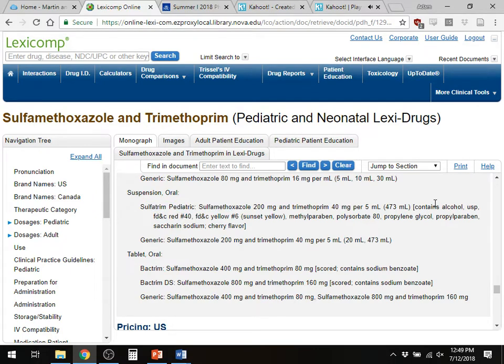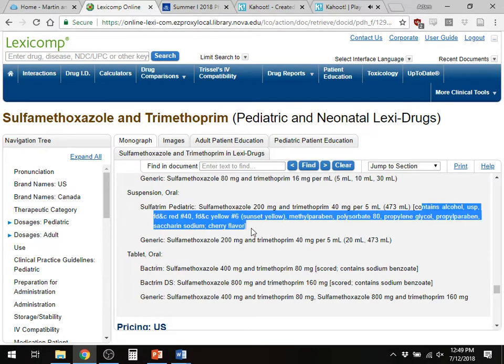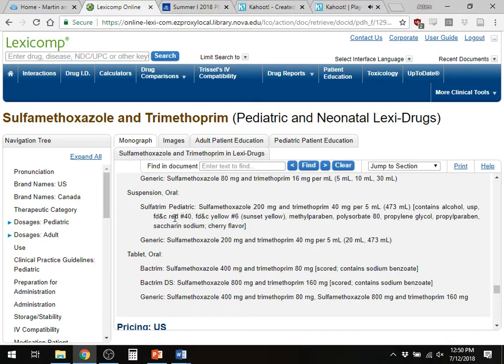What do you notice about some of the other stuff? It talks about all these different products that are in here. Why is that important? Yeah, if they have an allergy. For instance, if they have an issue with red number 40, which is a common one you may have allergies to, that would be one where I'd actually want to avoid this medication. Or if I could use a tablet, I could crush that and put it into water or something. That may be an option. But let's assume the kid has no allergies. We're going to go ahead and use this.